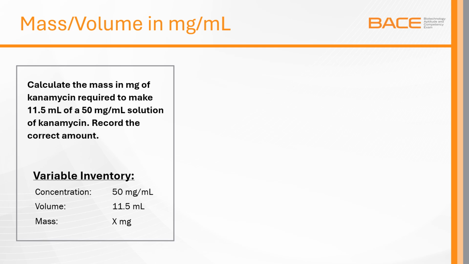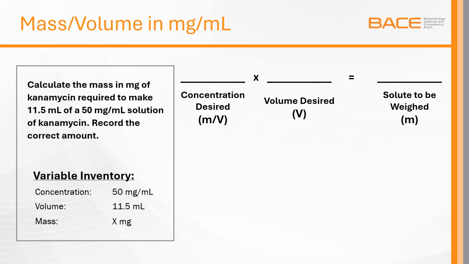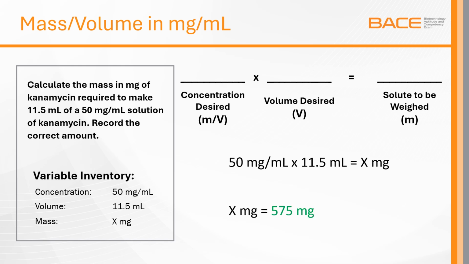We set up our equation as follows: concentration desired times volume desired, and solve for the amount of kanamycin powder, our solute. No conversions needed here. Cancel out the milliliters and the units match. 575 milligrams.